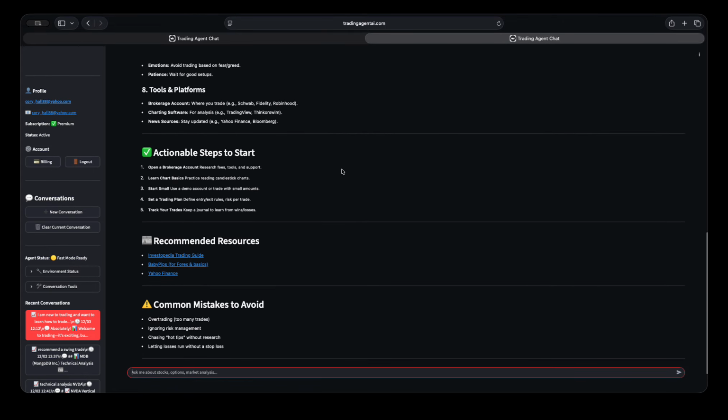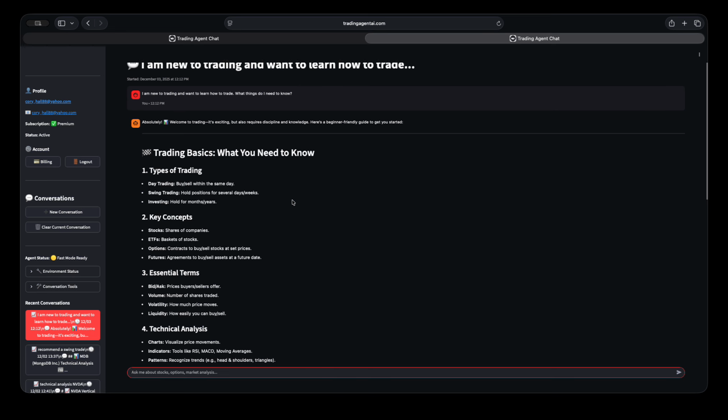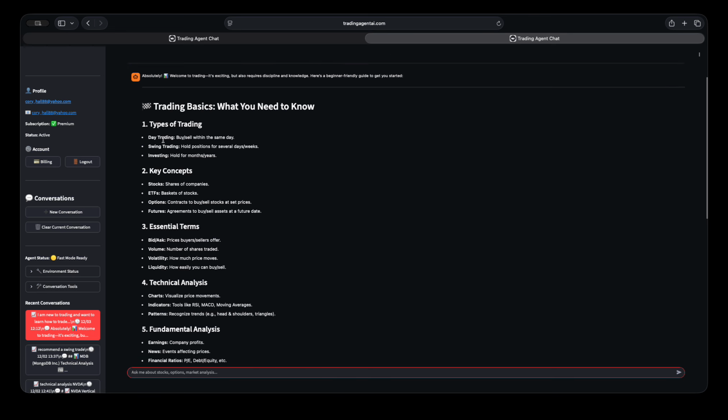And boom. So, types of trading we got: day trading, which is buy and sell within the same day; swing trading, which is hold a position for several days and sometimes several weeks; and then investing, which is long-term holding for months or years. So these are trading basics, the three types of trading. Some key concepts that you need to know is stocks. Stocks are shares of a company. When you buy a stock, you buy ownership of the company.